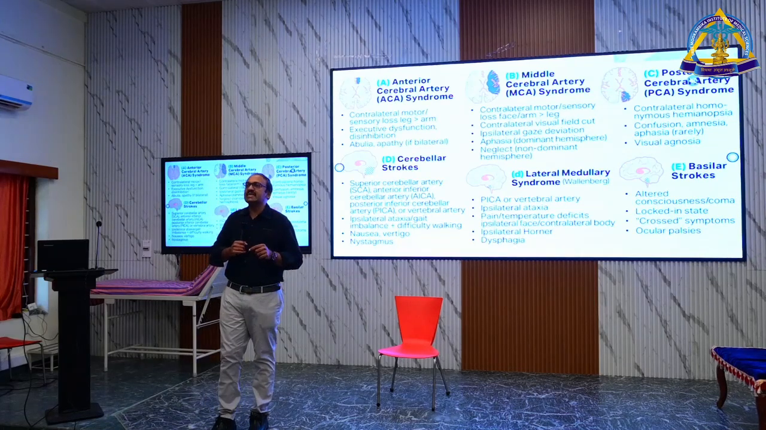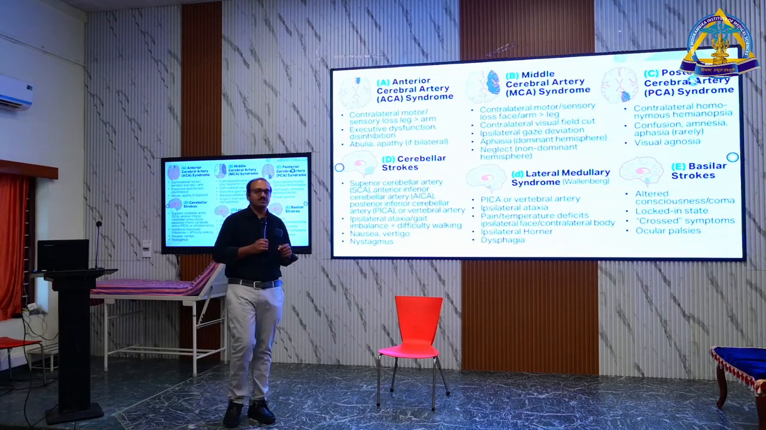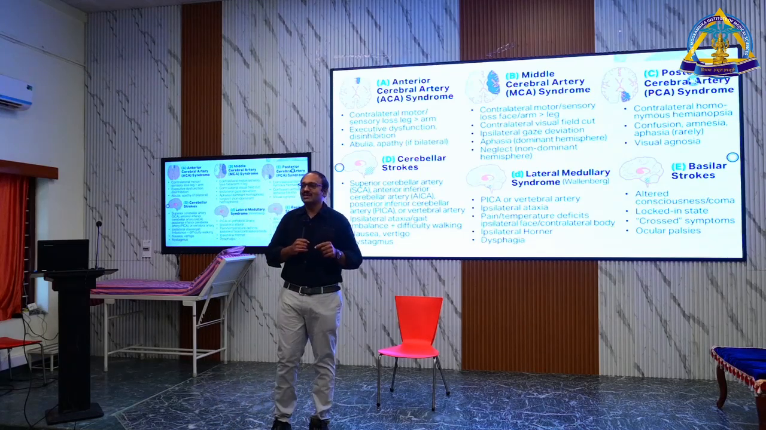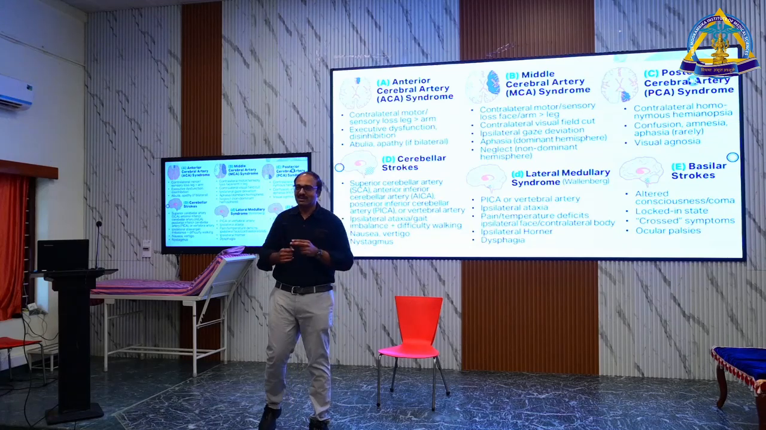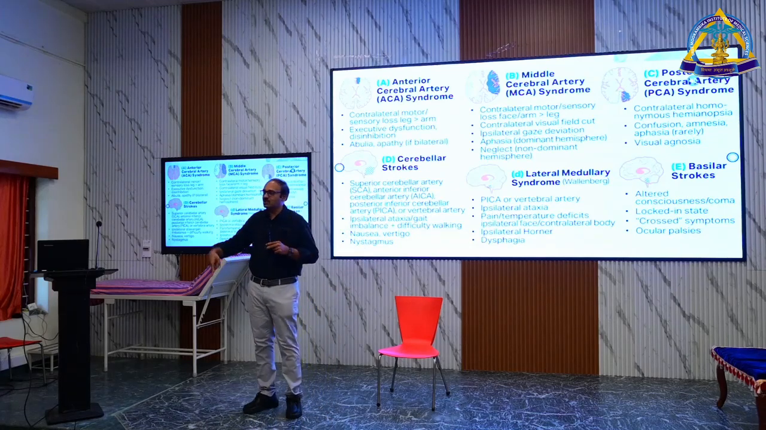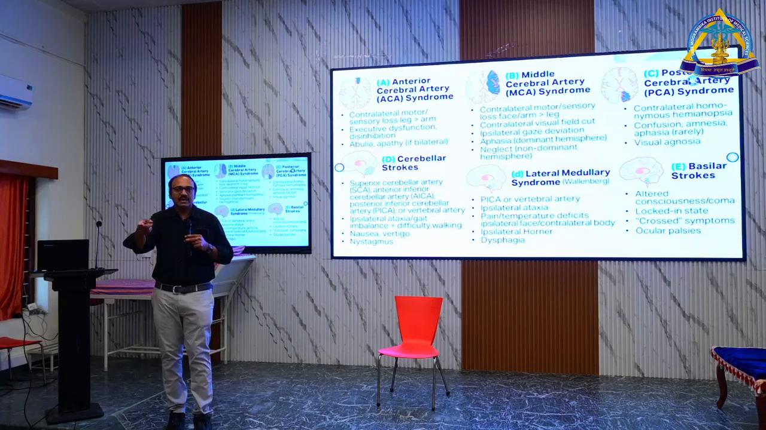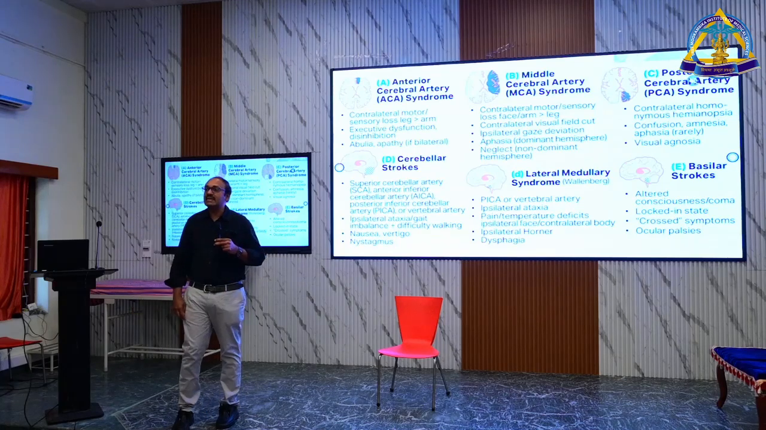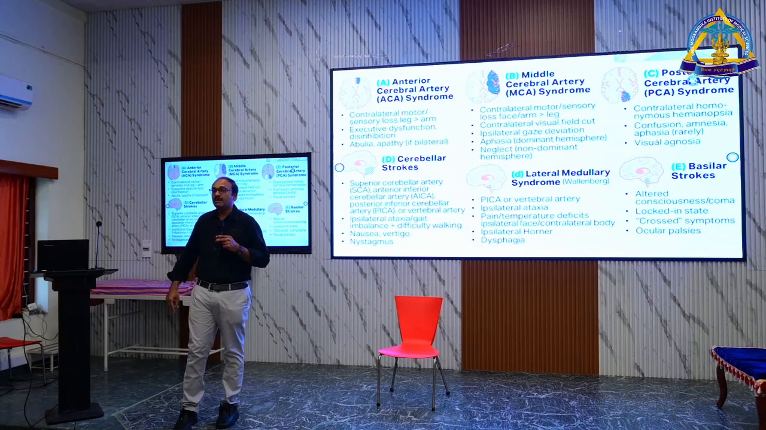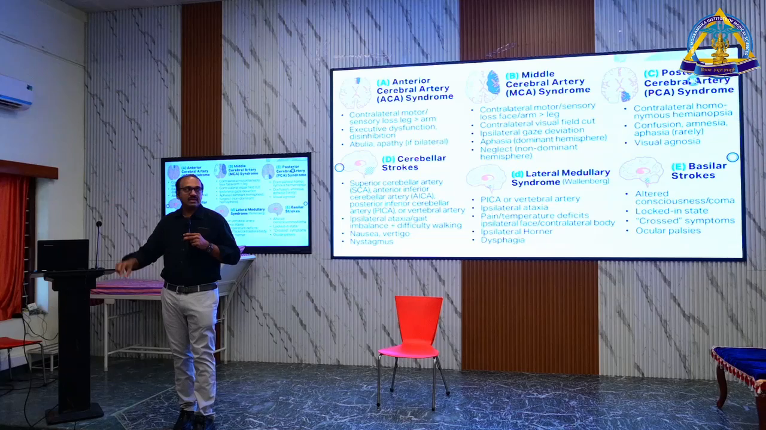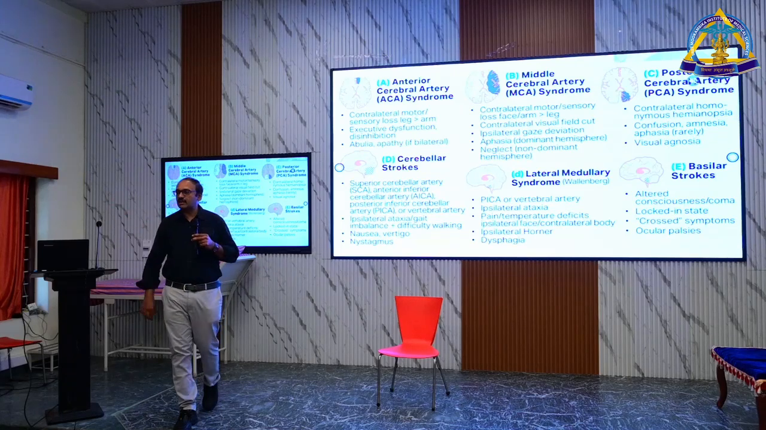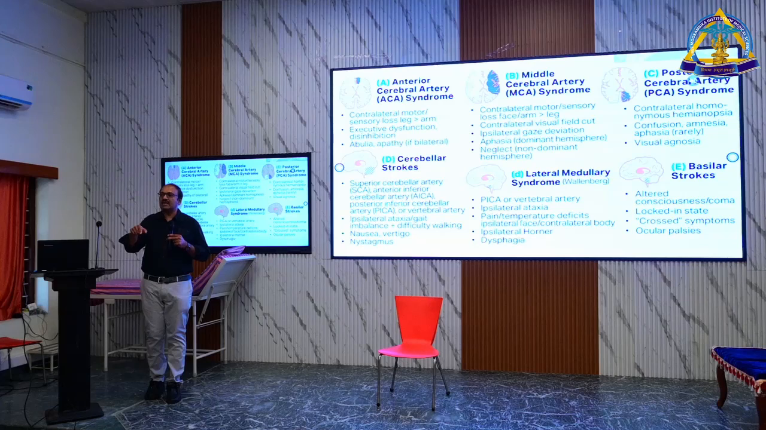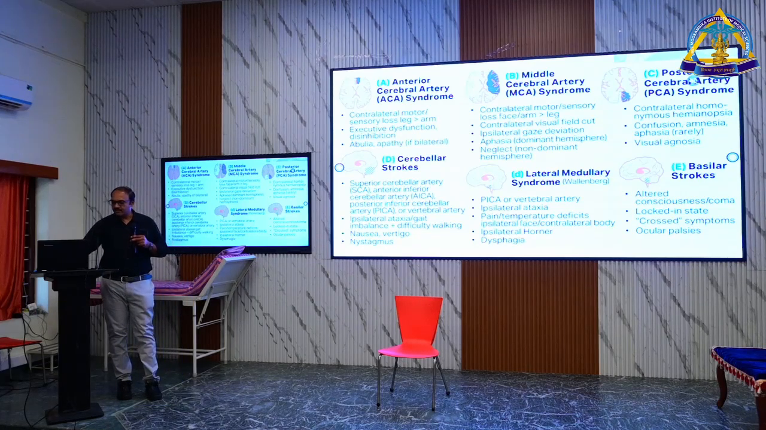In medial medulla, it is the anterior spinal artery. How many anterior spinal arteries? How many posterior spinal arteries? It is like an auto rickshaw, three wheels: one anterior spinal and two posterior spinal. The anterior spinal artery causes medial medullary syndrome, and lateral medullary syndrome is caused by an artery called PICA. PICA is a branch of which artery? The vertebral artery. SCA and AICA are branches of the basilar artery. AICA causes lateral pontine syndrome, and PICA causes lateral medullary syndrome, whereas the anterior spinal artery causes medial medullary syndrome.